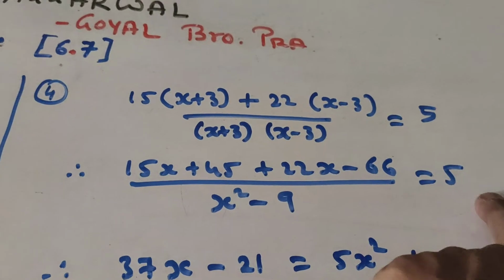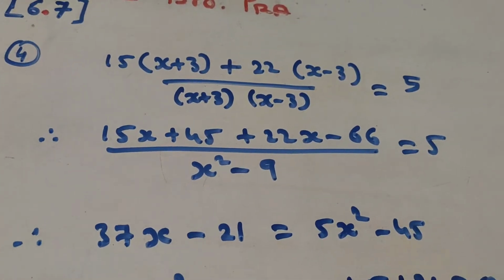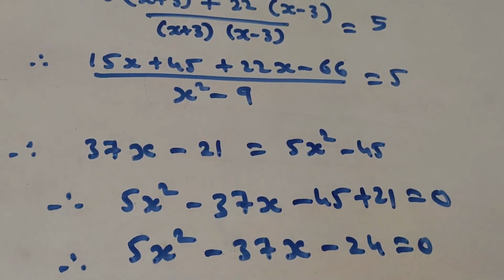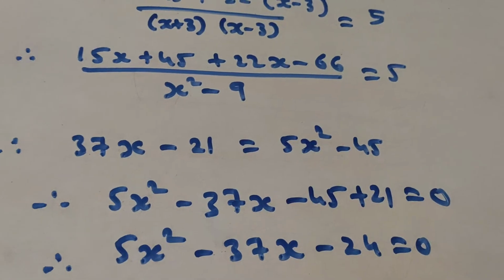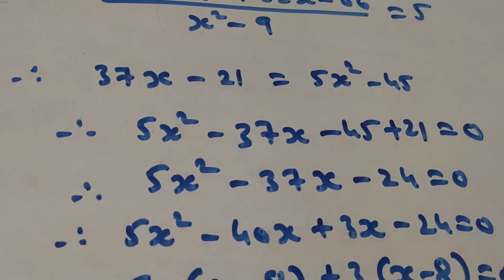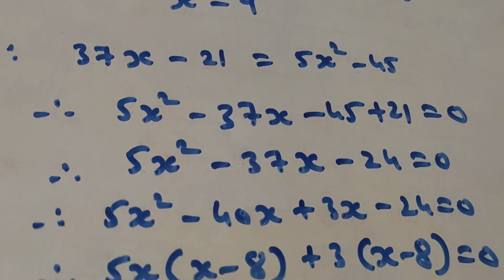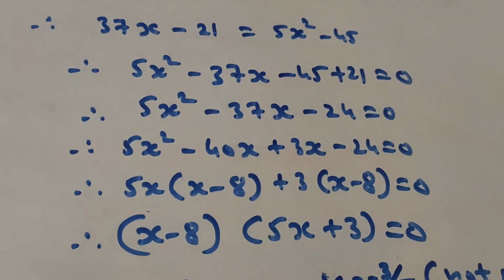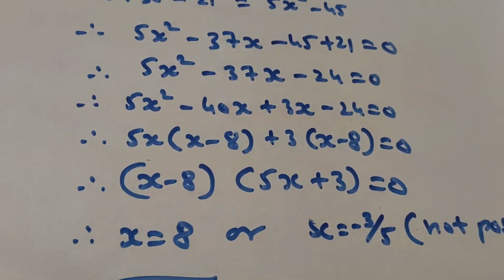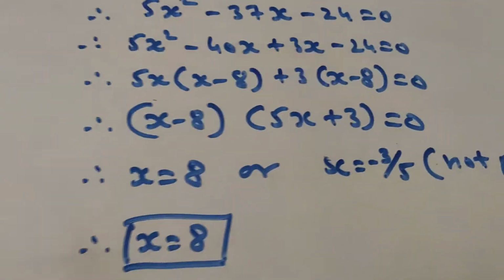Now this one goes this side and we simplify the numerator. So we get 37x minus 21 is equal to 5x square minus 45. Bringing it into quadratic form, we get 5x square minus 37x minus 24, 5 times 24 is 120. Now simplifying it and factorizing, we get x minus 8 and 5x plus 3 is equal to 0. Now x equal to 8, or x equal to minus 3 upon 5, but it is not possible. So we get x equal to 8.